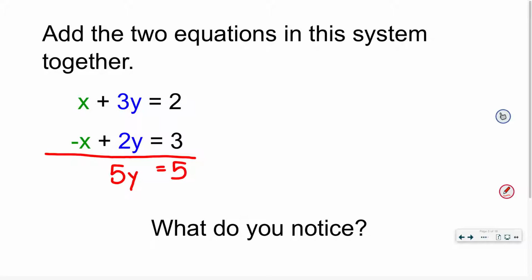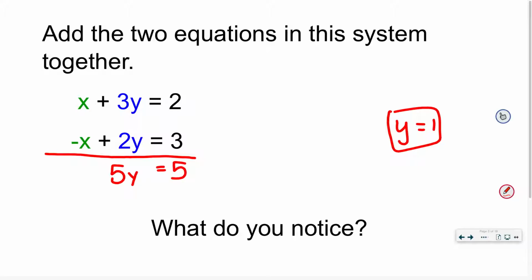What do you notice? What happened when we added them together? Say it again. How do you know that y equals 1? You solved that. Why were you able to solve this equation here, but we couldn't solve the ones in the beginning? What do you mean by it's simplified? We only have 1 variable. What happened to the other one? It canceled out when we added it.